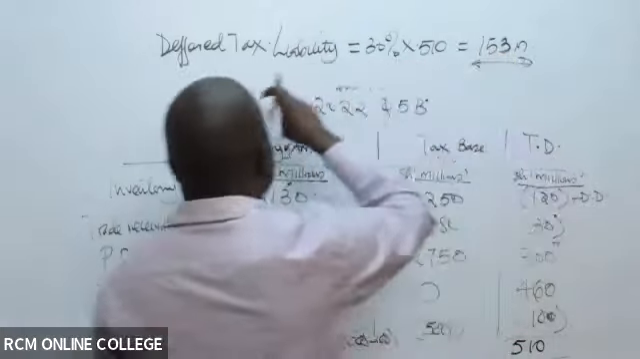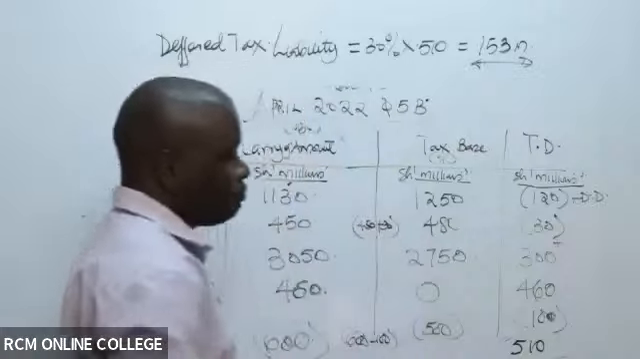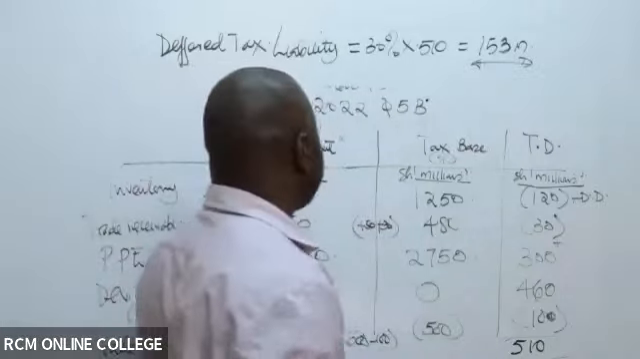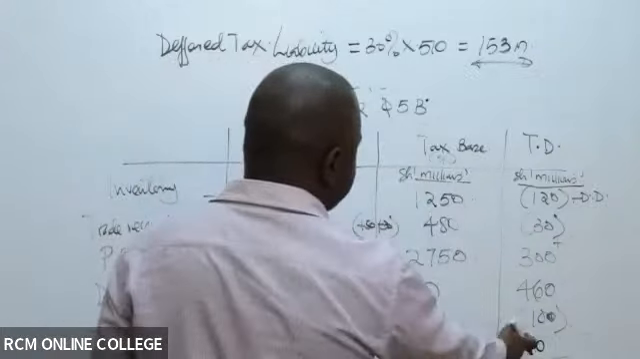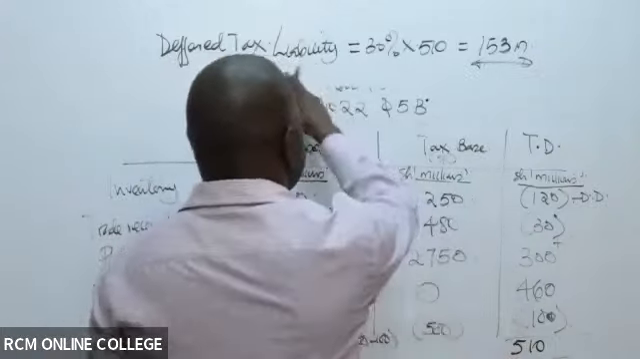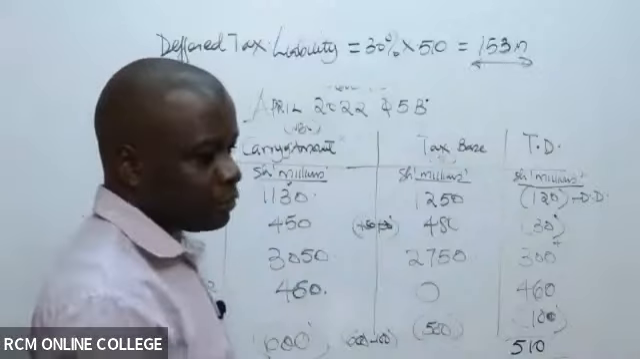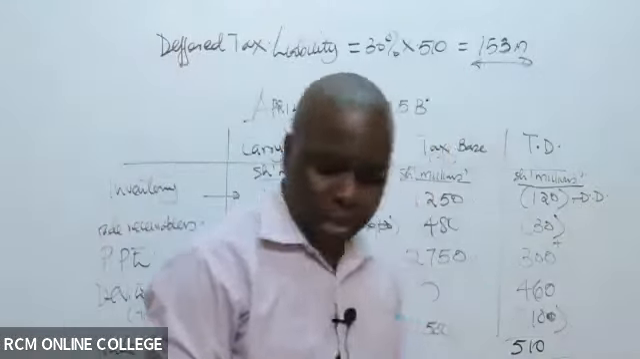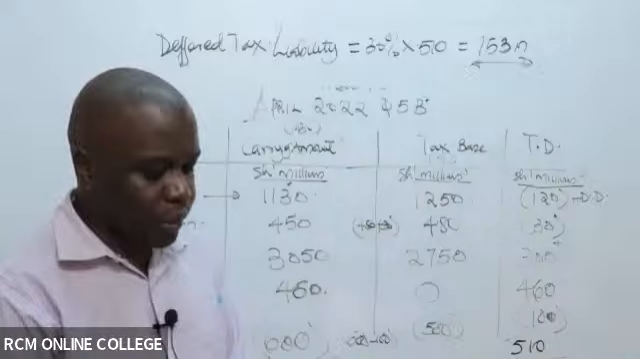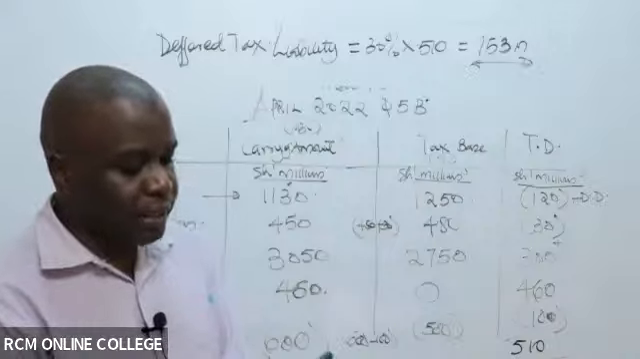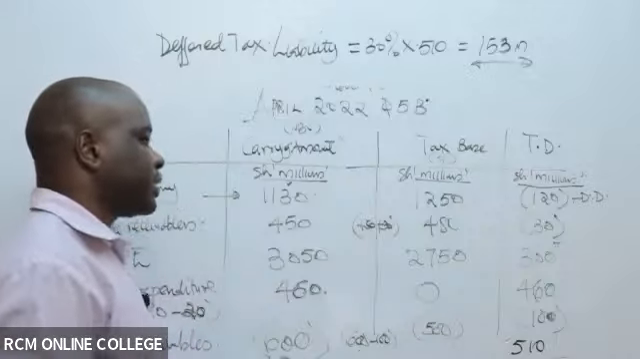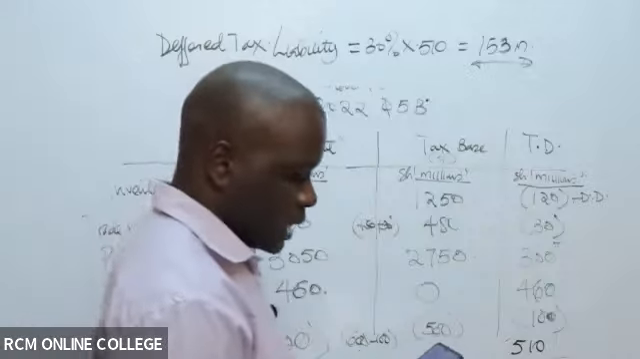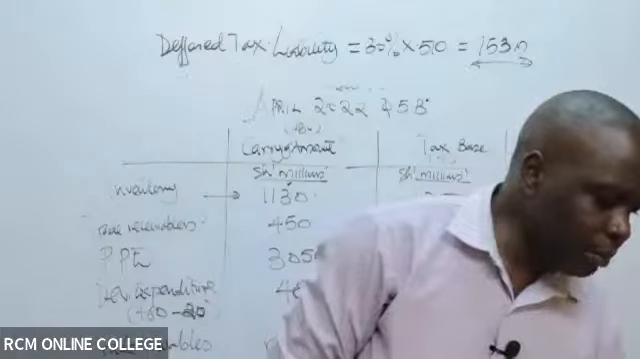So that is the deferred tax liability. If it had been negative, it would have led to a deferred tax asset. But since it's positive, it is a deferred tax liability. So in this case you would have dealt with the first part, computing the relevant temporary differences, so we can move to the next part.